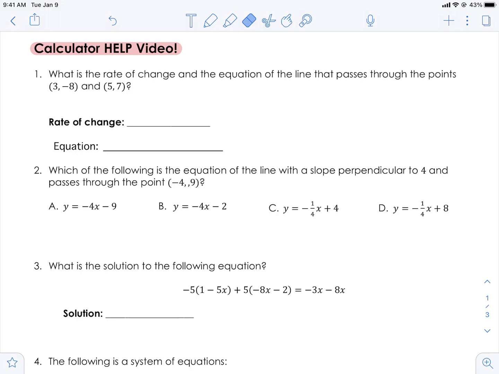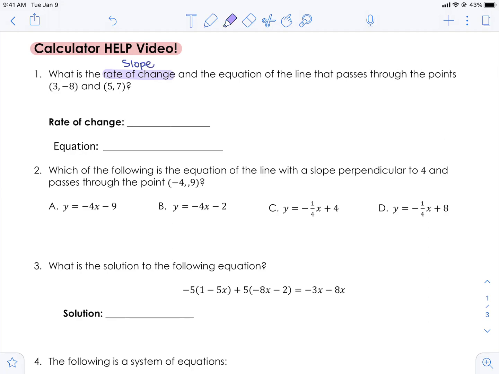So our first question is, what is the rate of change and the equation of a line that passes through the points (3, -8) and (5, 7)? Well, first off, we need to know that rate of change means slope.